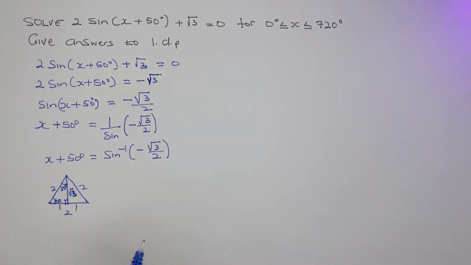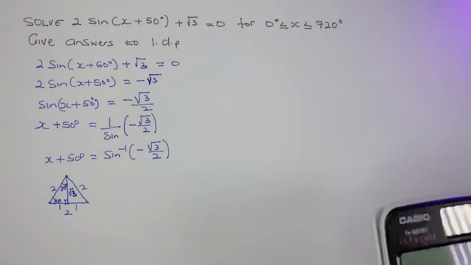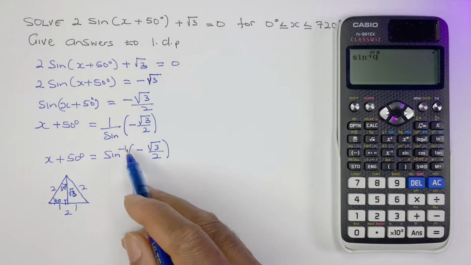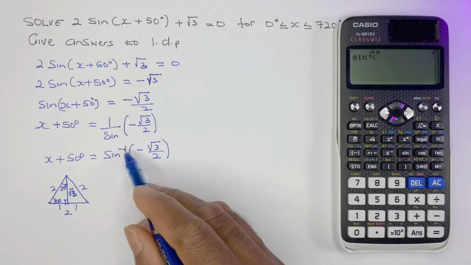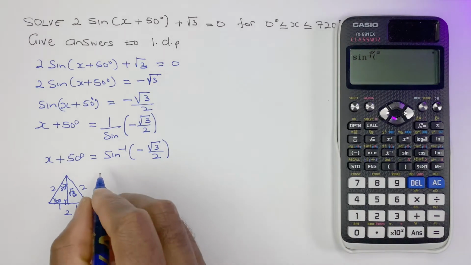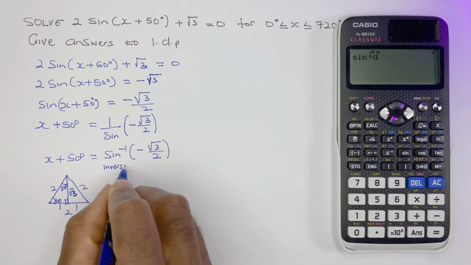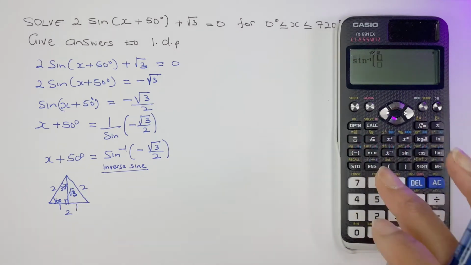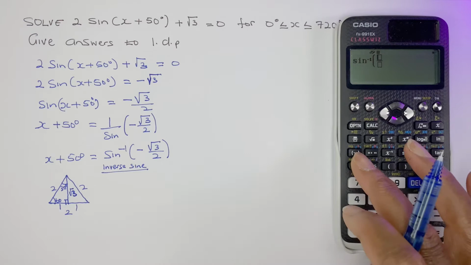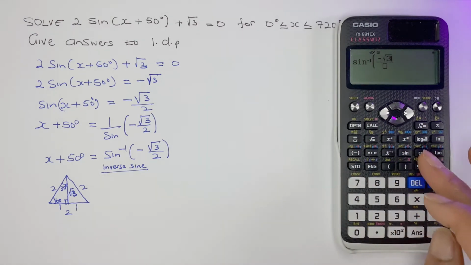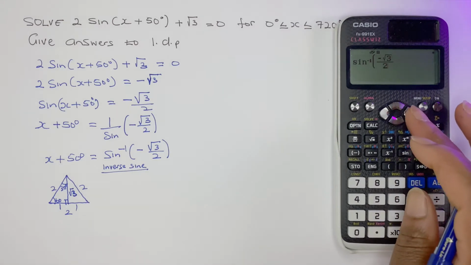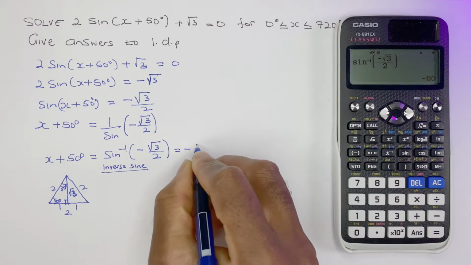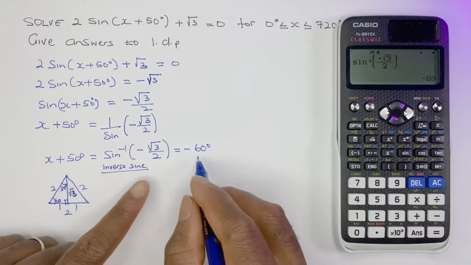Okay, but let's use the calculator to find it again. We turn on the calculator, shift sine, because we want the inverse sine. That's what sine to the power minus 1 is called, inverse sine. Let me just write it: inverse of sine. Then you do fraction, minus root of 3, over 2 there, and close bracket. So we get minus 60 degrees, because it's minus there.